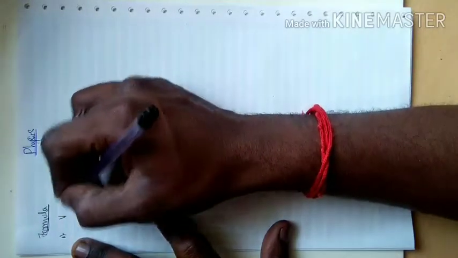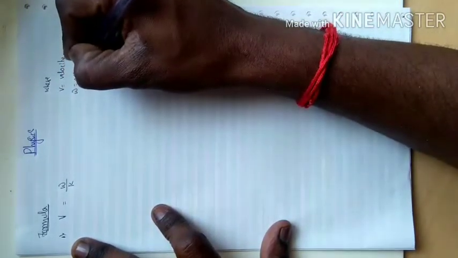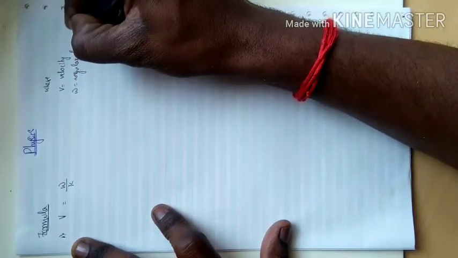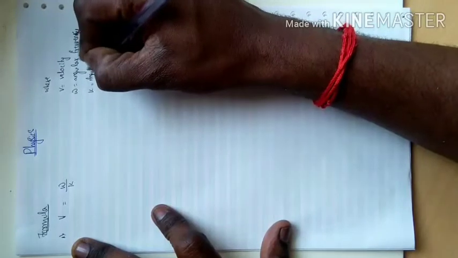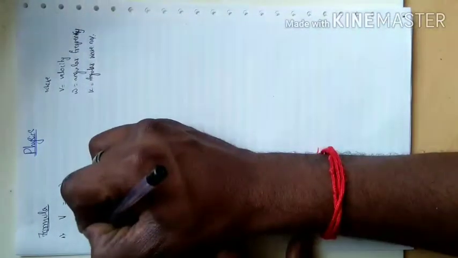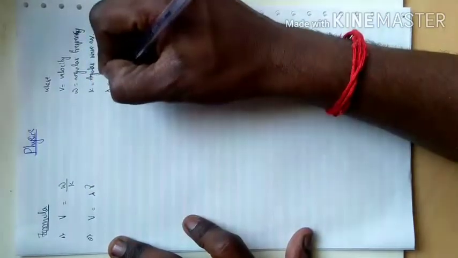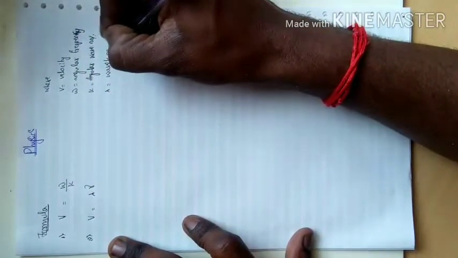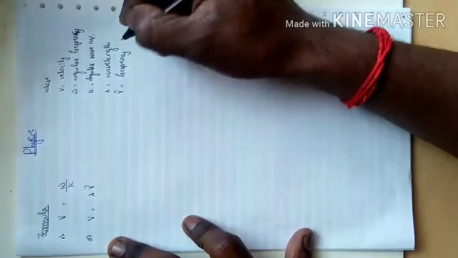Velocity is equal to omega by K, where V is called velocity, omega is called angular frequency, and K is called angular wave number. And then another formula for velocity I gave is V is equal to lambda into nu, where lambda is called wavelength and nu is called frequency.